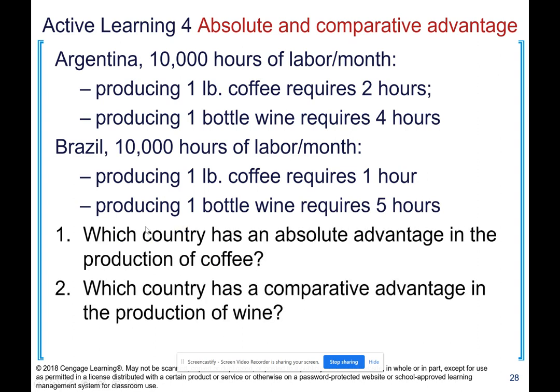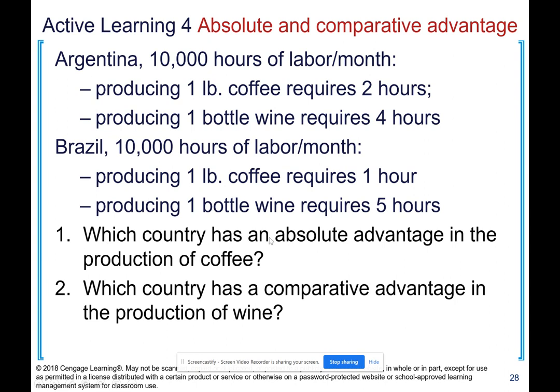Active learning: absolute and comparative advantage. Argentina has 10,000 hours of labor per month. Producing one pound of coffee requires 2 hours. Producing one bottle of wine requires 4 hours. In Brazil, with the same 10,000 hours of labor per month, producing one pound of coffee requires 1 hour. Producing one bottle of wine requires 5 hours.